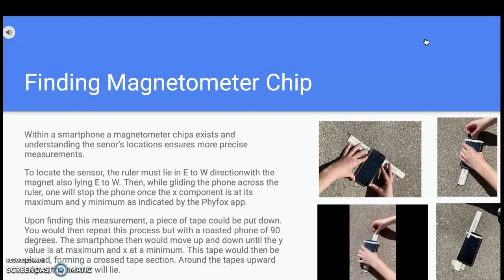Once the X component on the Firefox app was at its maximum and the Y component was at its minimum, we placed a piece of tape along the width of the phone to indicate the line in which the sensor was located. To find the sensor along the Y direction, we rotated the phone 90 degrees and repeated the same steps. Only this time we placed a second piece of tape along the length of the phone when the Y component on the Firefox app was at its maximum and the X component was at its minimum.